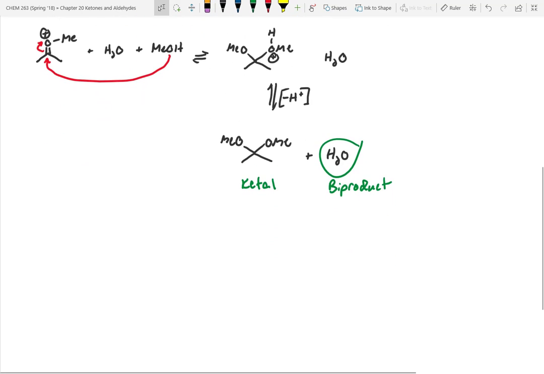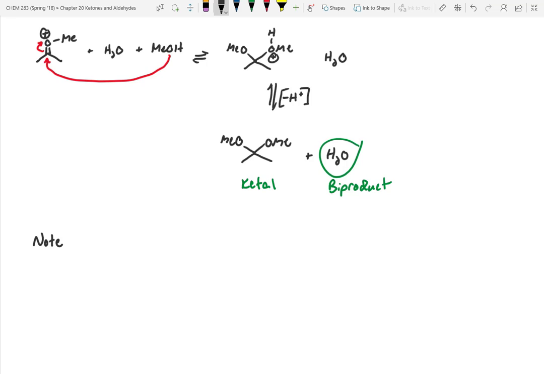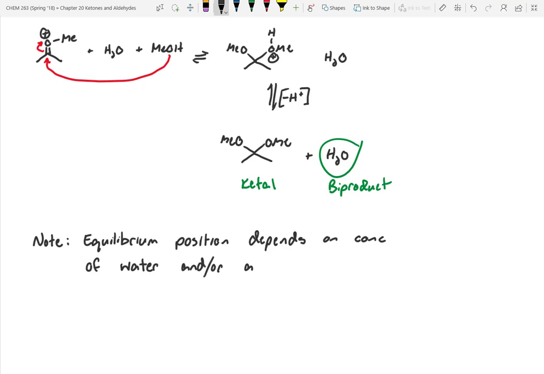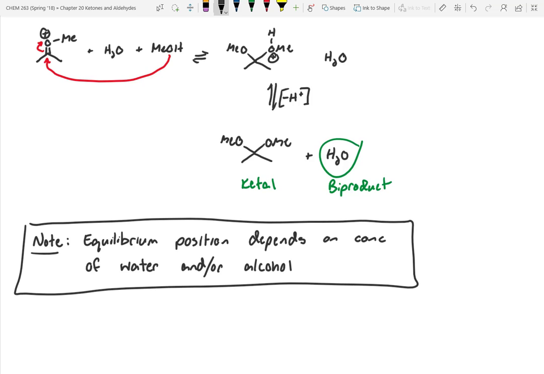So let's make a note. Equilibrium position depends on concentration of water and/or alcohol. So you can try to push this to that product side by removing water or flooding it with methanol.